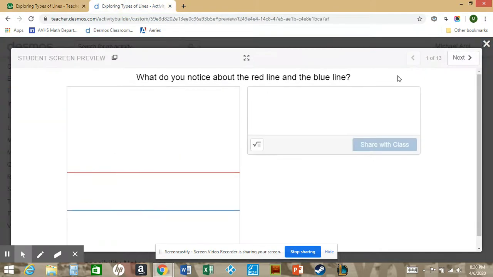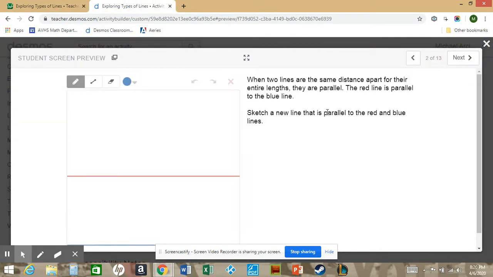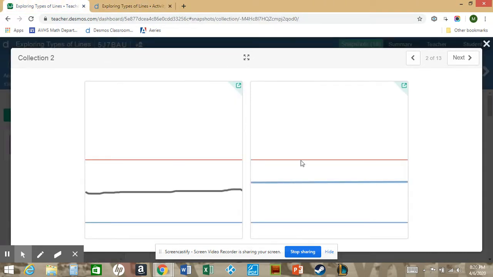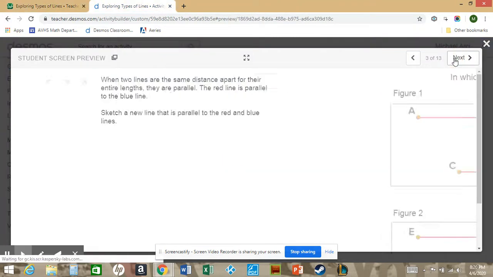If we go back to question number 2, when two lines are the same distance apart for their entire lengths, they are parallel. The red line is parallel to the blue line. Sketch a new line that is parallel to the red and blue lines. So all you have to do is sketch a parallel line, which I think we all know. Now, one of these is obviously a lot better than the other one, but I think I understand the point of what you're going for there. When you do these assignments, try to put a little bit more effort than what's going on over here. That'd be awesome. Next slide.